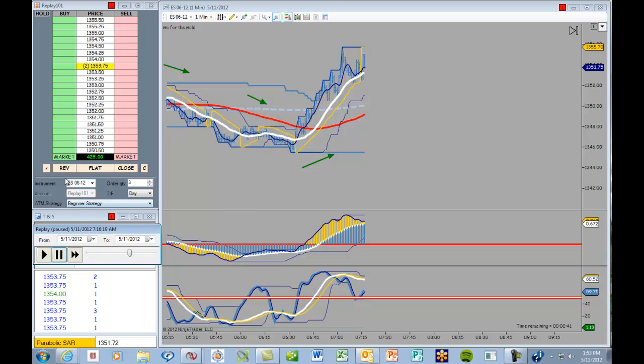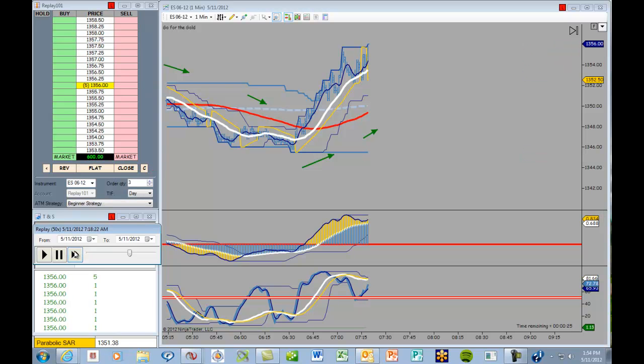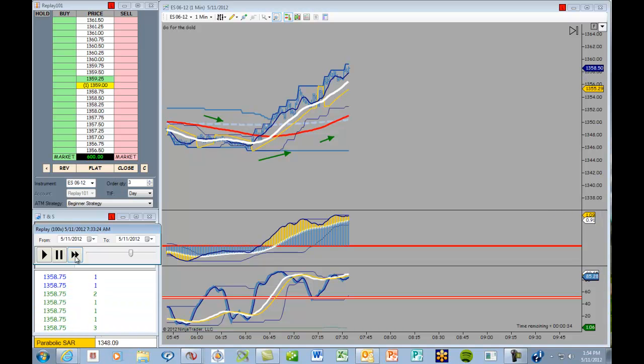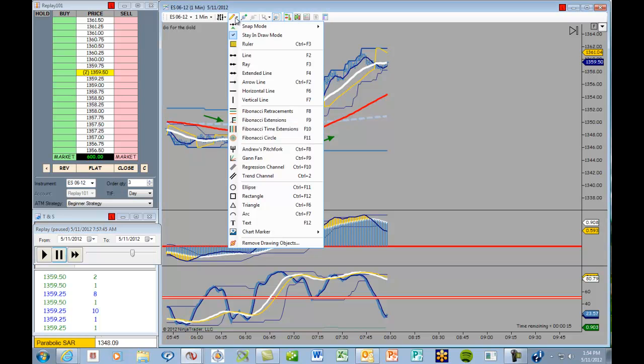All right, now let's get up on the long side and probably have to redraw these when we switch back to the 2-minute chart. Okay, now let's get long again.